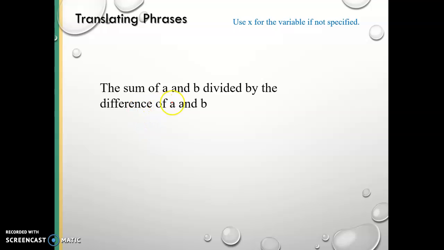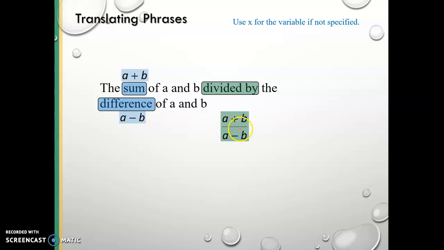Okay, so the sum of a and b divided by the difference of a and b. So the sum divided by difference. So again, three operations. So divided by, sum of a and b is a plus b, divided by the difference of a and b. So over the difference of a and b, so a minus b: a plus b over a minus b, because we're using divided by.